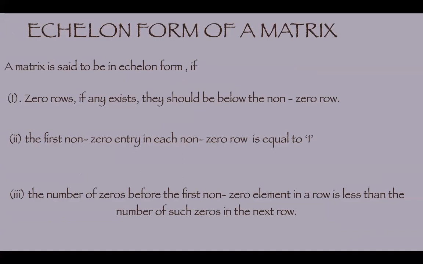And the second sentence: the first non-zero entry in each non-zero row is equal to 1. So if a full row is filled with zeros, that full row is considered as a 1. That is what the second sentence means. And the third sentence is that the number of zeros before the first non-zero element in a row is less than the number of such zeros in the next row. So this is about the echelon form.